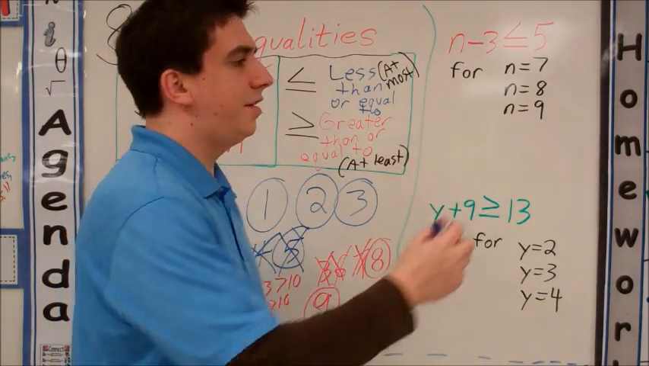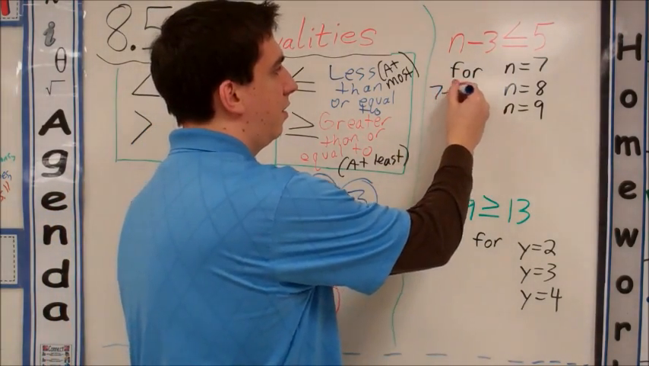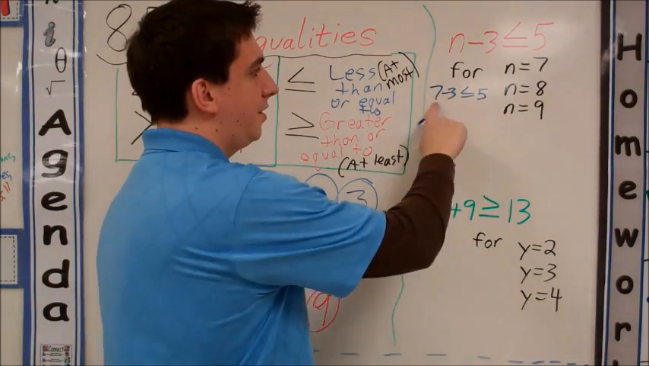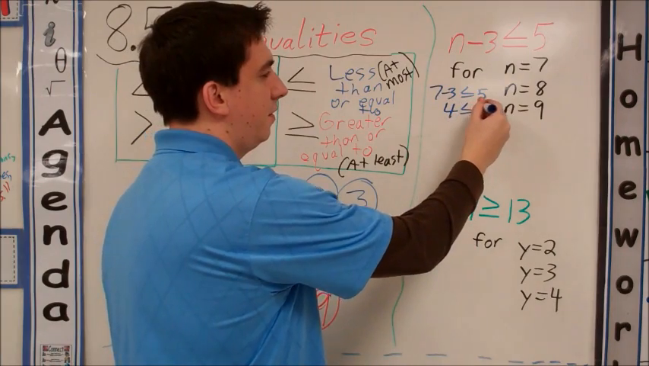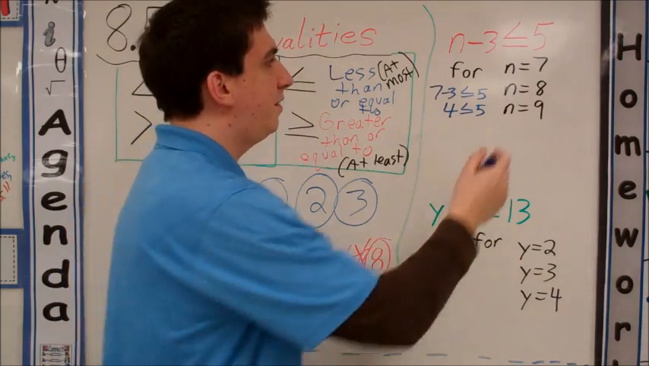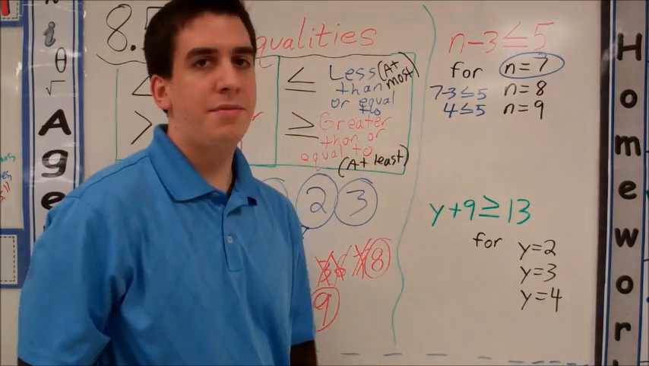Let's put in 7. 7 minus 3, is that less than or equal to 5? 7 minus 3 is 4. Is 4 less than or equal to 5? It sure is, it's less than 5. So that one checks out.